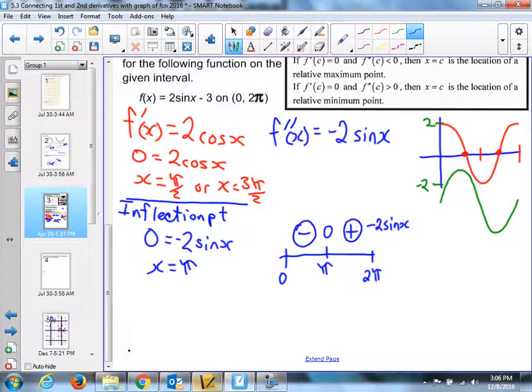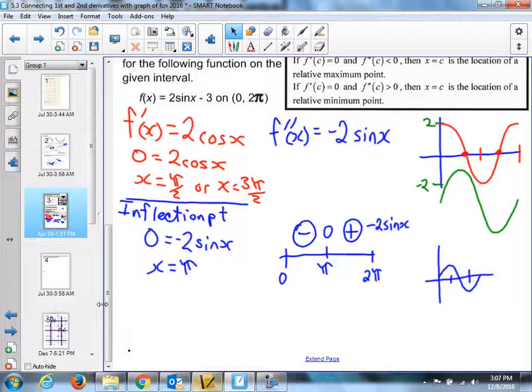This whole region is positive. If you test it out with 3 pi halves, how could I have done that if you didn't know squat about this, but you knew this sine function? You'd say, well, yeah, pi halves, it's +1. It's a positive. That's all I really need to know. So I put a positive into this and multiply by -2. I get the results I have. Now, it switches signs from negative to positive. It's definitely an inflection point.